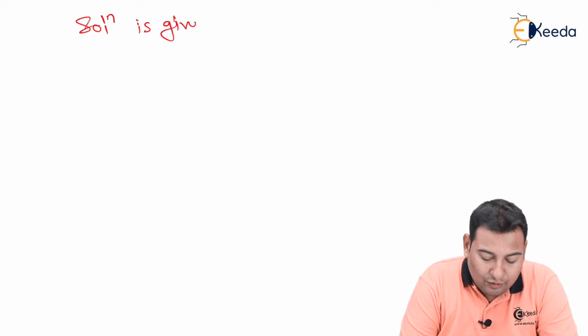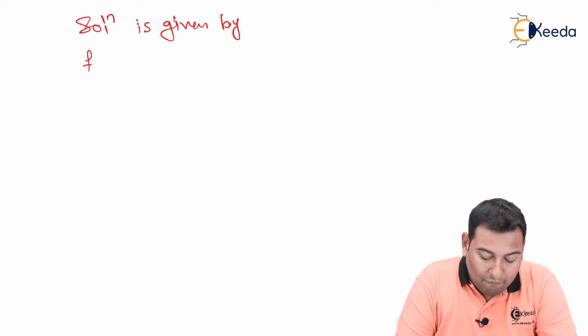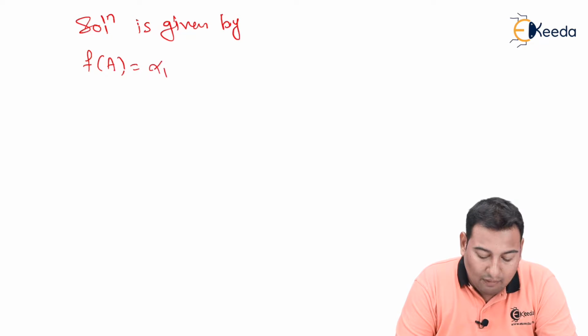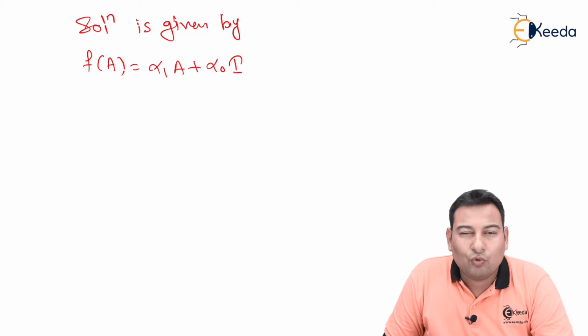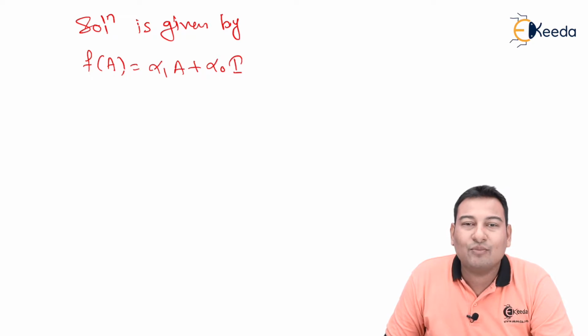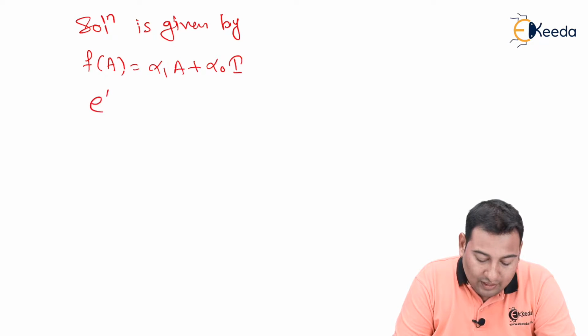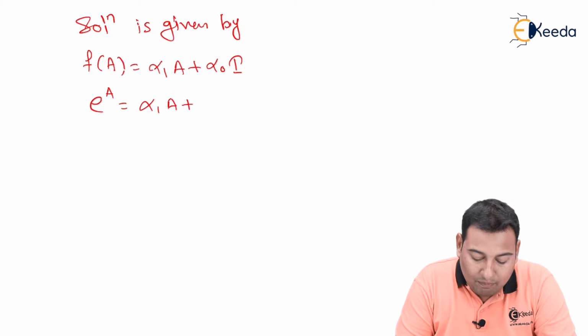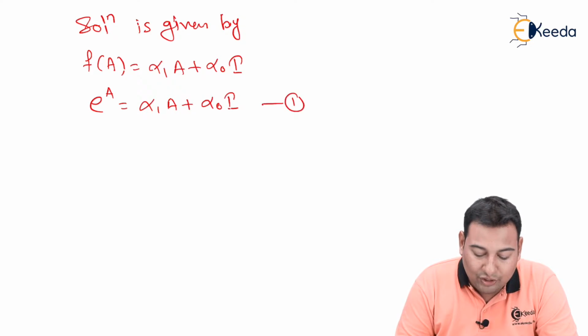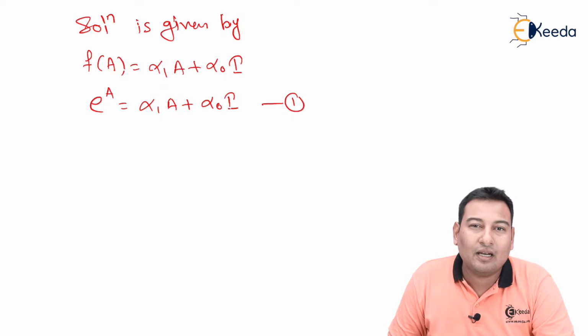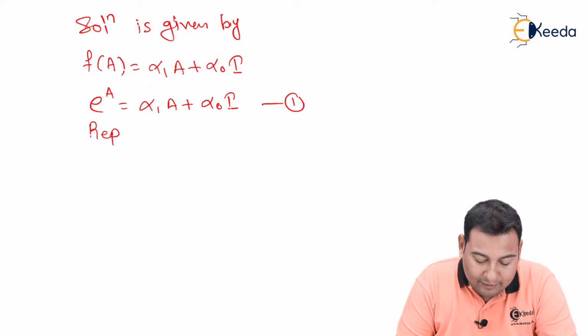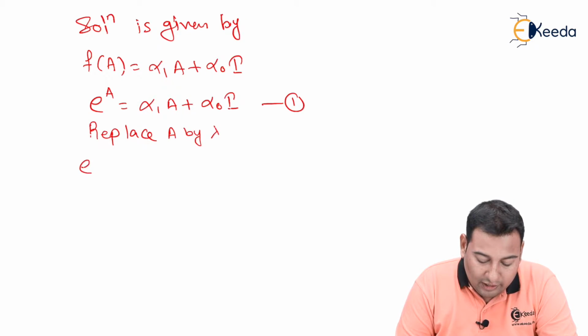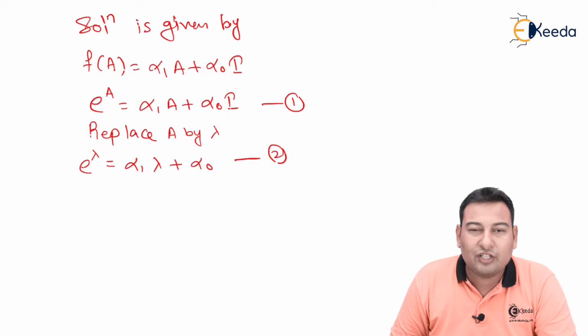Solution is given by f of A is equal to alpha 1 A plus alpha 0 I. Now here two questions are asked, e raised to A and phi raised to A. I am solving for e raised to A first. So e raised to A equals alpha 1 A plus alpha 0 I. This is my required solution. Two things I need to calculate, alpha 1 and alpha 0. So let's move on. Replace A by lambda. So that will be e raised to lambda equal to alpha 1 lambda plus alpha 0. This is my equation number 2.